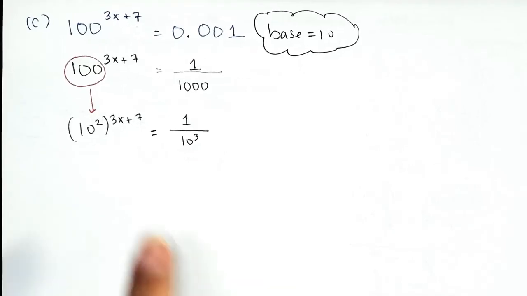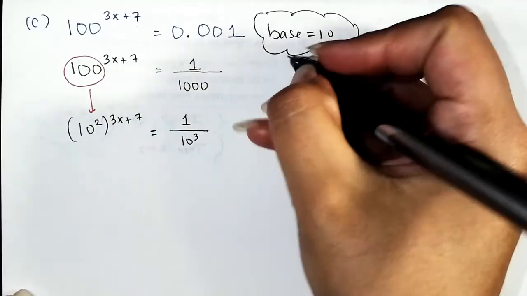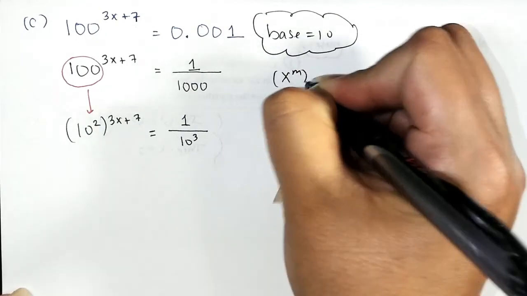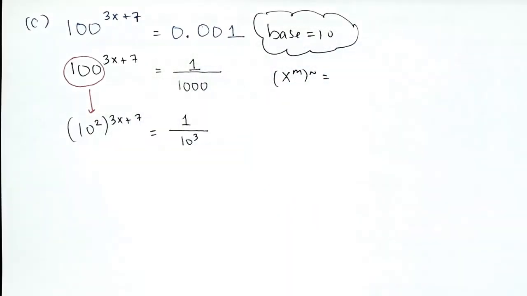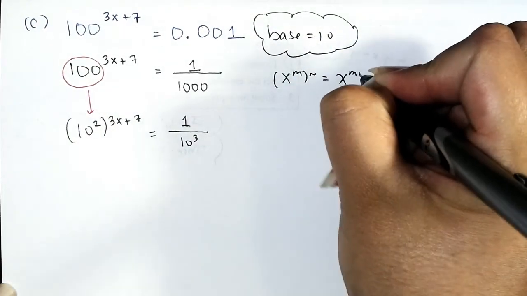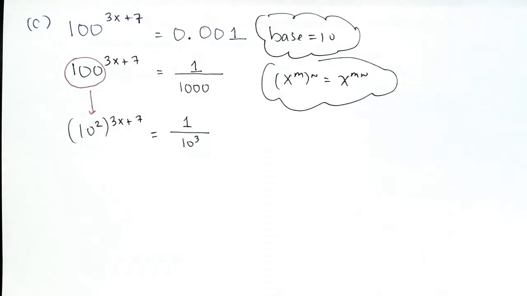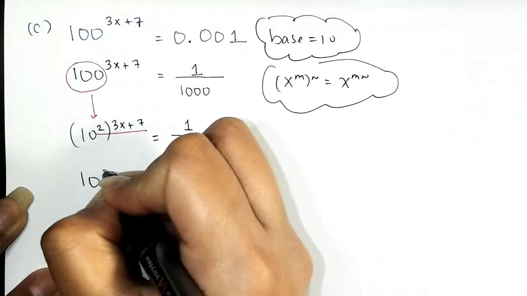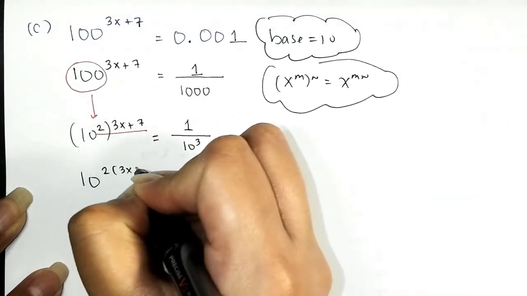On the left side, let's use the power rule. And if you need a reminder, here you go. Power rule: if you have a factor and you're raising it to some power, you're going to keep the base and multiply the exponents. So power rule on the left, keep the base of 10, and then multiply the exponents.